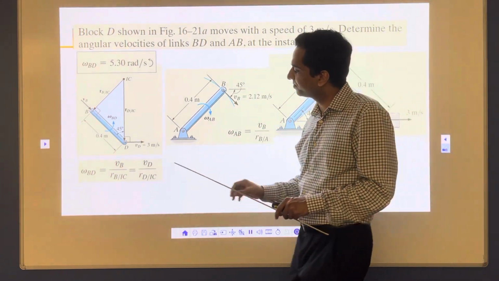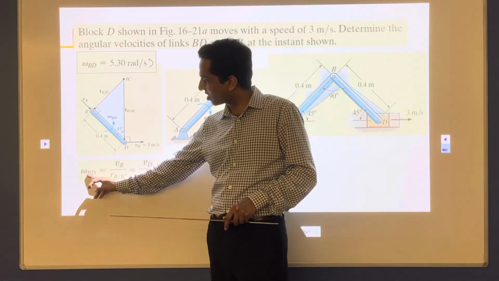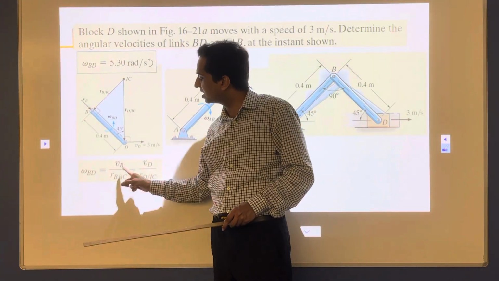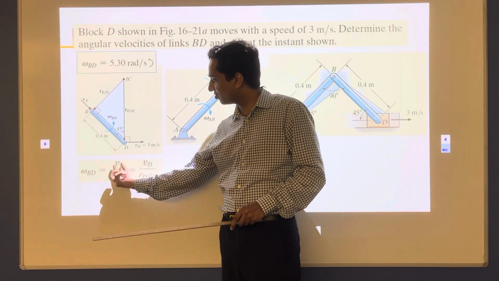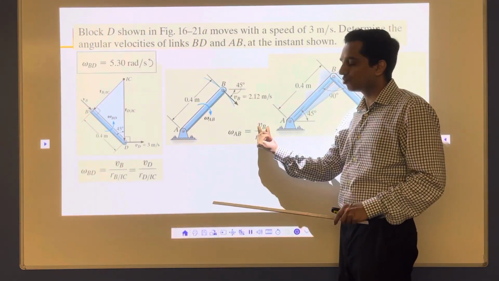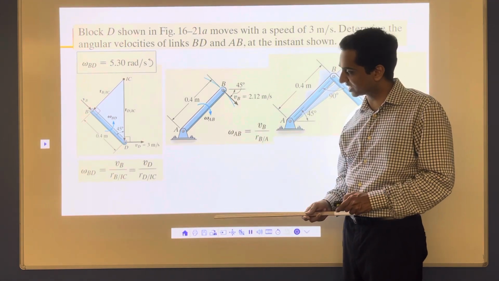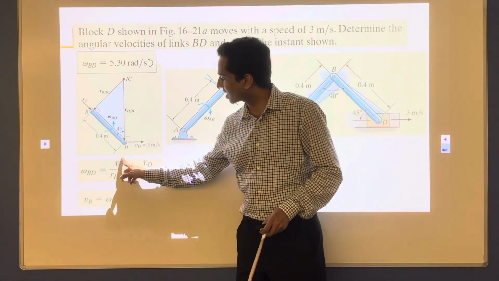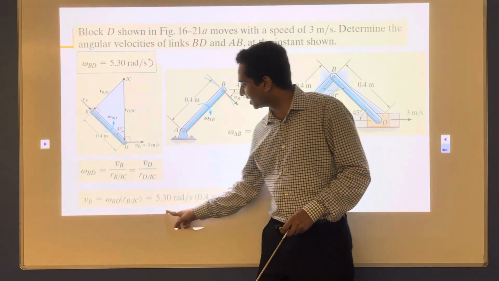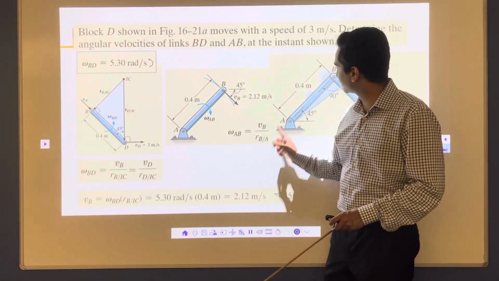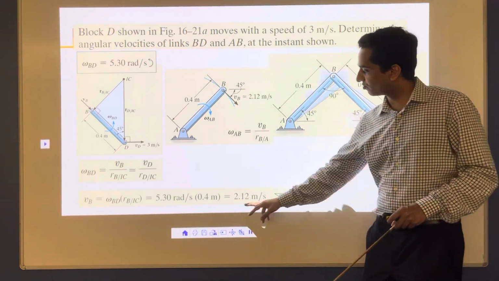To calculate VB, I'm going to use this equation again. I already have the value of omega BD, 5.3. I'm going to put that 5.3 in here and calculate VB. Once I have VB, I'm going to put it here, and I'll get the final value for omega AB. So now first we calculate VB. The value of VB we will get is around 2.12 meters per second. So this point B is going at 2.12 meters per second.